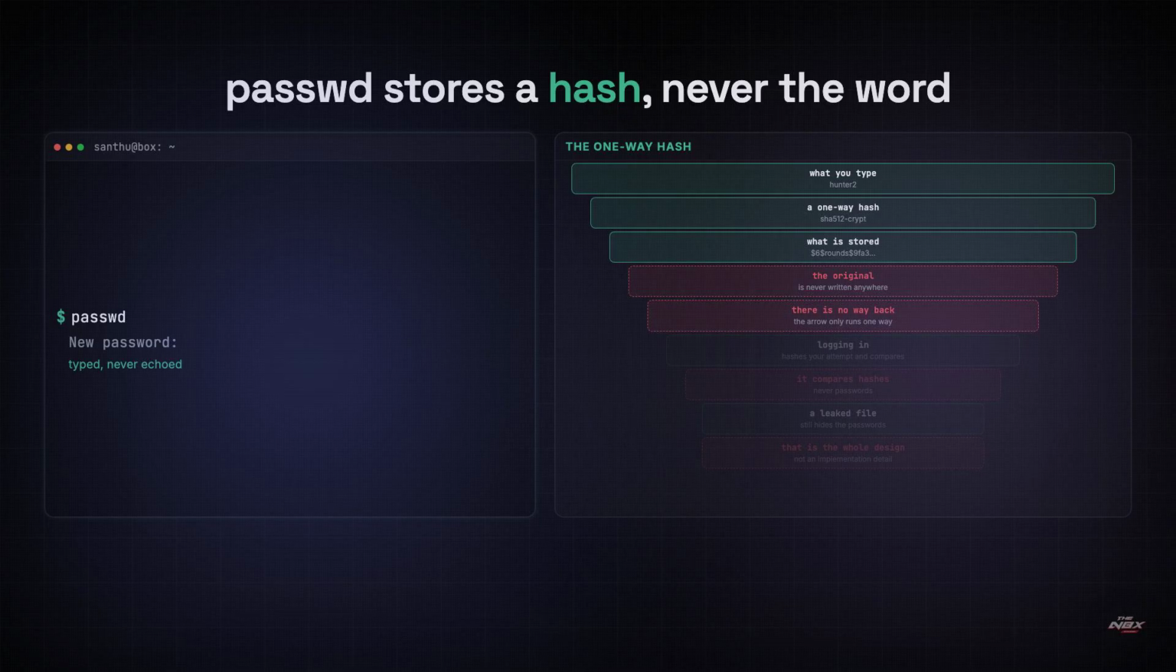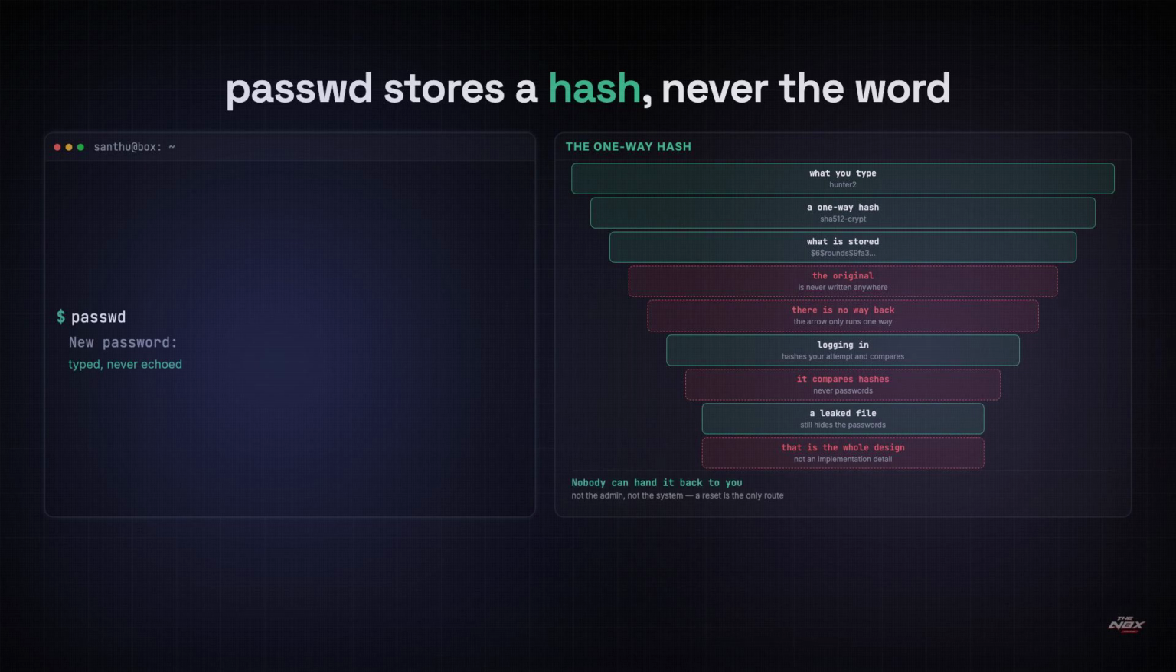So when you log in later, the system hashes your attempt and compares the 2 results, never the passwords themselves. So even a stolen shadow file gives up nobody's password, and that's the entire design. Nobody can give your password back, not even the administrator, which is why a reset is the only way in. So when somebody asks you to look up their password, the honest answer is that you can't.